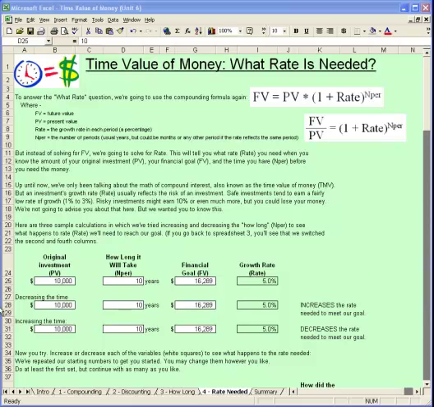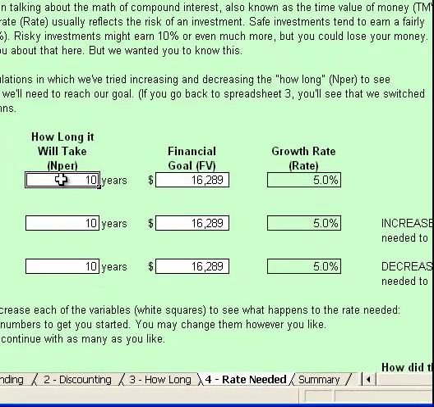In row 1, we have the same starting figure that we used in the previous segments. We are investing $10,000, and this time we know that we have 10 years to reach our financial goal of $16,289. How much do I have to earn? We've seen it before, 5%.